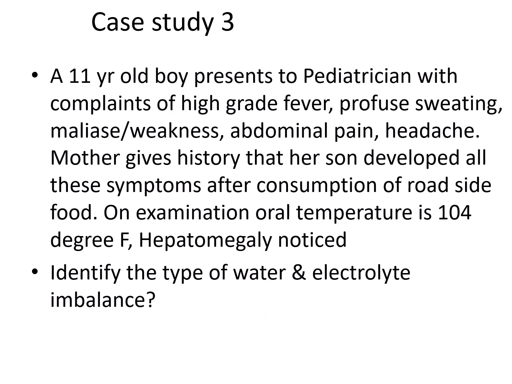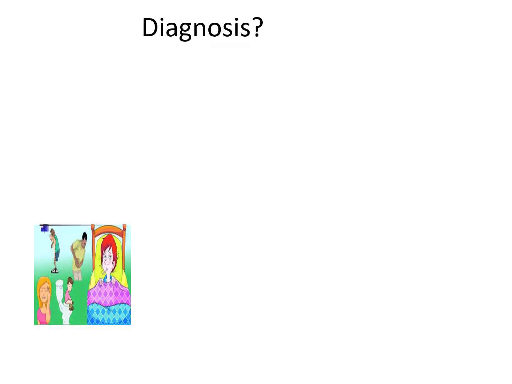Coming to the next case, here is an 11-year-old boy who presents to a pediatrician with complaints of high-grade fever, profuse sweating, malaise or weakness, abdominal pain, headache. Mother gives history that her son developed all these symptoms after consumption of roadside food. On examination, oral temperature is 104 degrees Fahrenheit and hepatomegaly is noticed. Let's try to understand what type of electrolyte imbalance is seen in this individual.